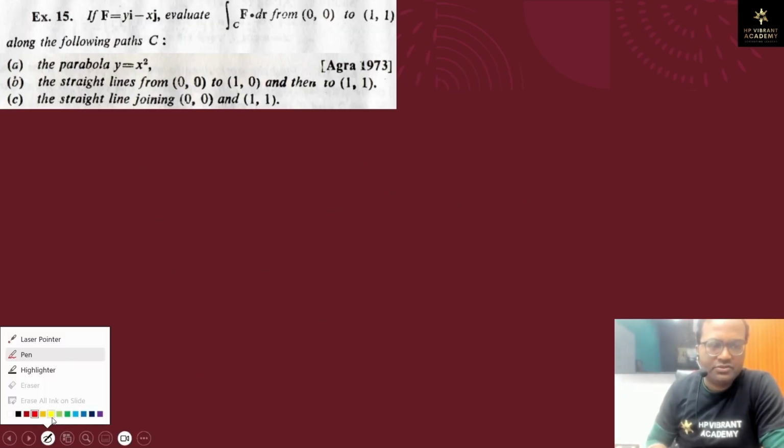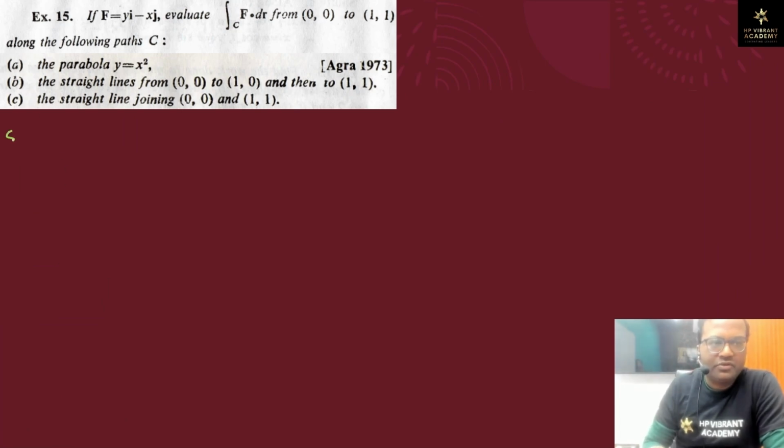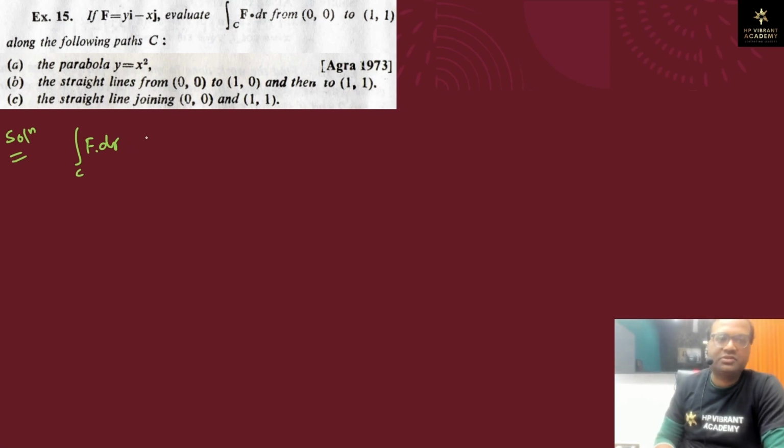Okay, let us discuss question number 15. How we can solve this? So what we have to find? We have to find the line integral f dot dr along the curve C, okay, from 0 comma 0 to 1 comma 1. So there are various cases based on these paths. In the first case the path is y is equal to x square. In the second case the path is straight line from 0 comma 0 to 1 comma 0 and then to 1 comma 1. And in the third case it is straight line joining 0 comma 0 to 1 comma 1.